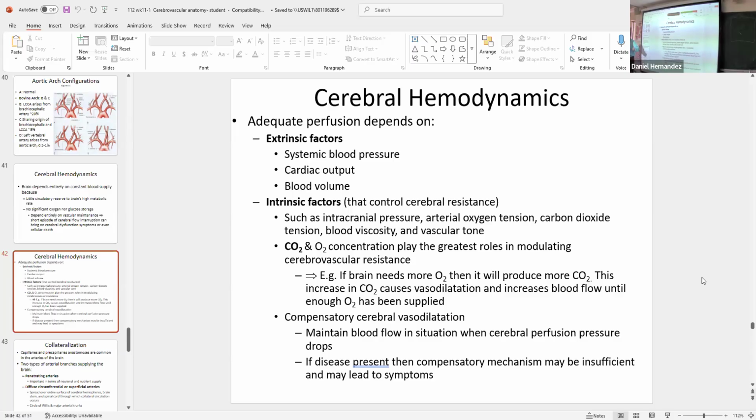It's kind of counterintuitive. We think we want more oxygen and less CO2, but the body actually will increase CO2 to get more oxygen, to cause that vasodilation. So it's like a feedback loop that the body has. It's a compensatory cerebral vasodilation.